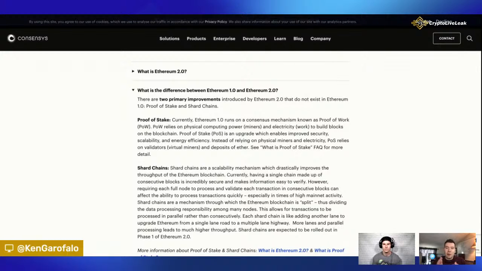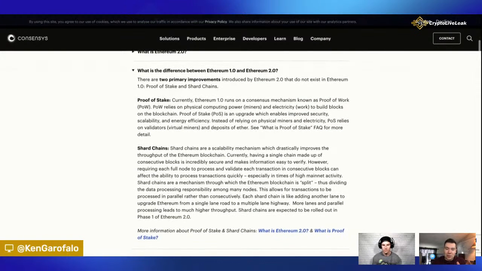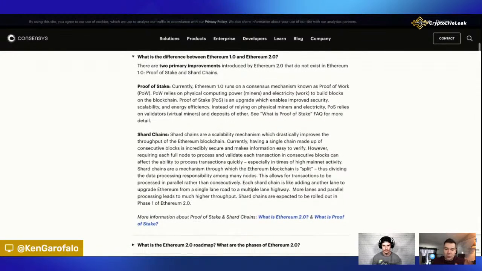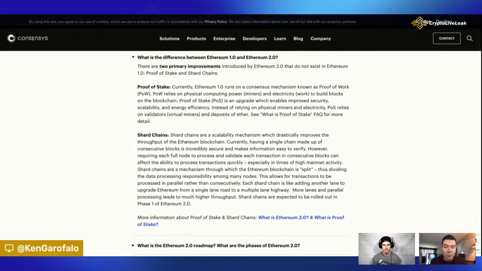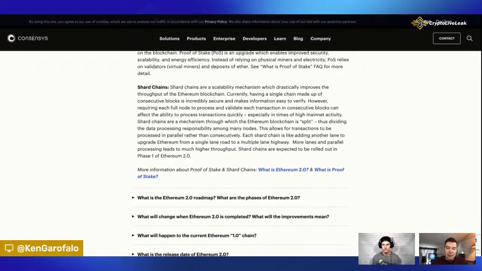So currently there's one lane. There will be 64 lanes. The ETH 1.0 lane that everyone travels in now will be part of those 64 shard chains when this does roll out. So this is expected to roll out in phase 1. We haven't hit this yet. We're still in phase 0, which is the initial phase of the roadmap.